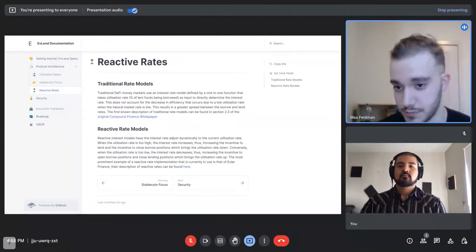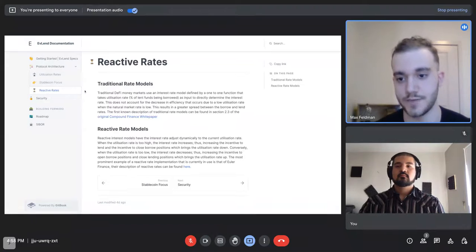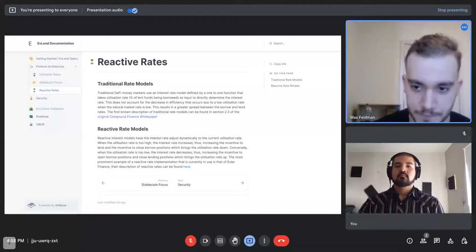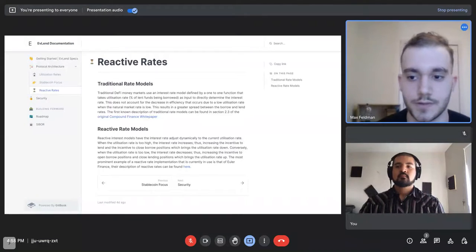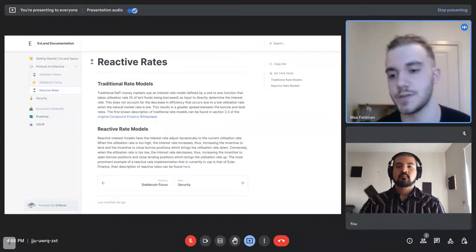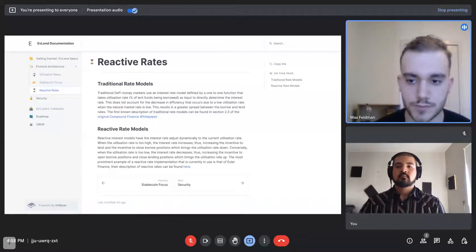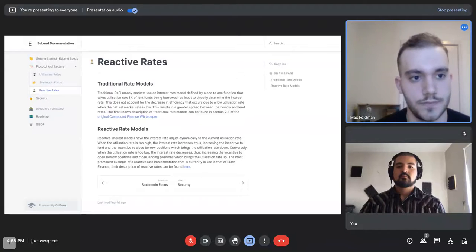And then vice versa, when it's going the other way, lenders will be incentivized to exit and earn elsewhere. Borrowers will be incentivized to come in and borrow when the cost of capital is low. So all this will just keep your market in line around that given utilization rate.